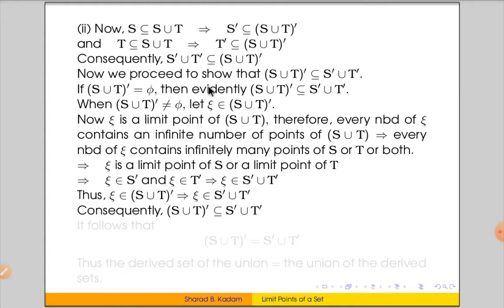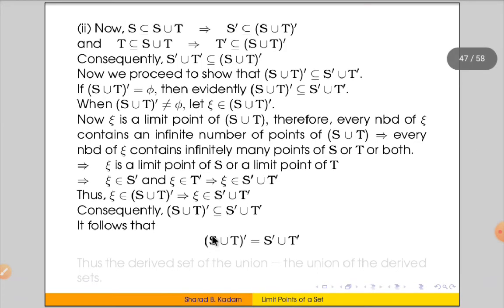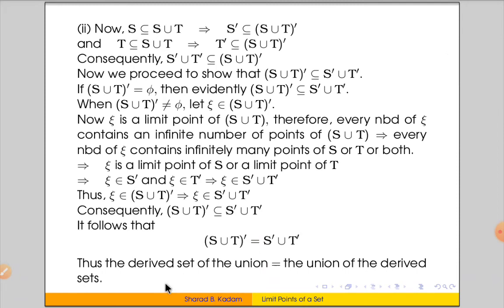So from this and this, it follows that derived set of S union T equals to derived set of S union derived set of T. So thus we have shown that the derived set of the union equals to union of the derived sets.